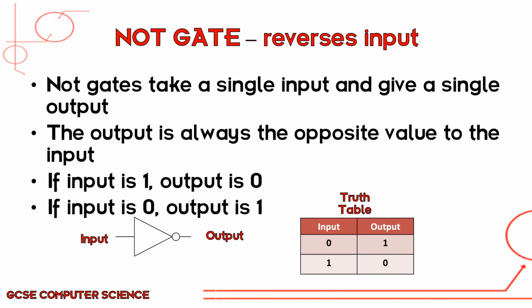And if you take a look at the truth table in the corner, you can see the input and the output. So a truth table shows any possible combination of inputs and what the resulting output would be. In this case, with the NOT gate, there is only one input.